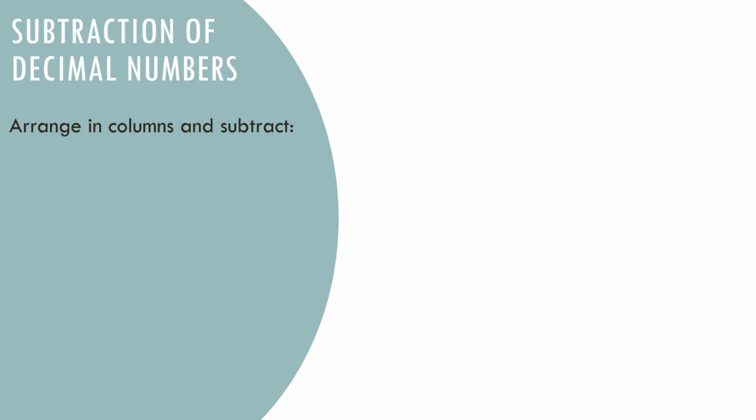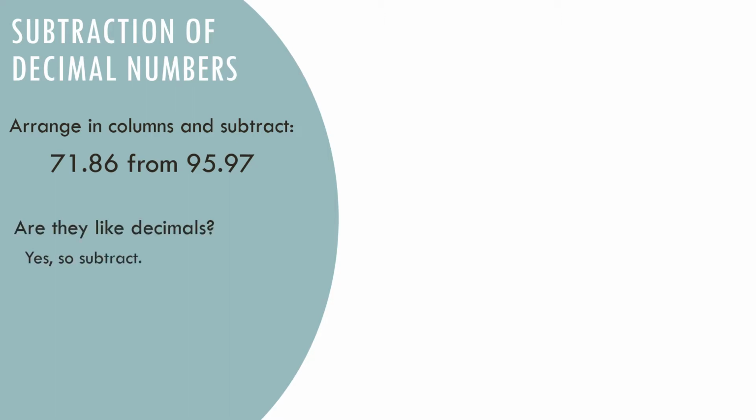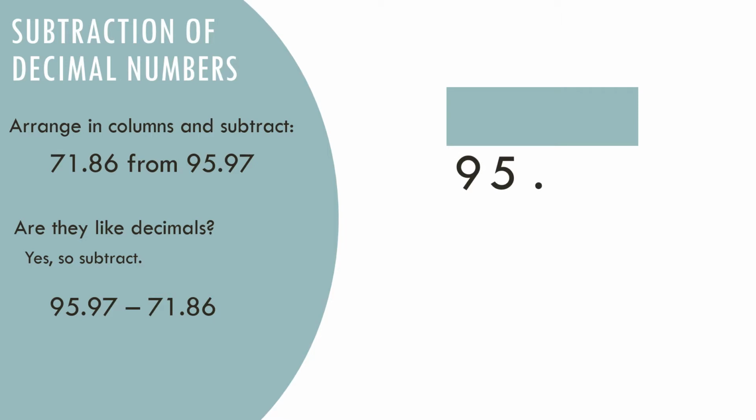Arrange in columns and subtract. Question number 1. 71.86 from 95.97. Are they like decimals? Yes. So subtract. See, first we write 95.97 minus 71.86. Let's start. First make a carry-on box. Then arrange 95.97 and 71.86 in place value columns.